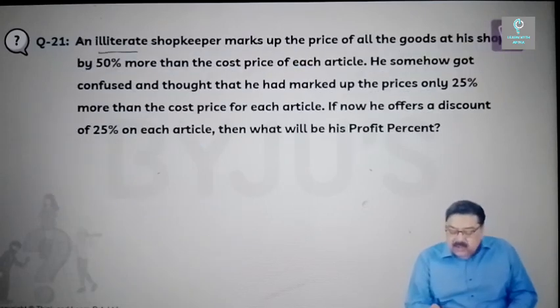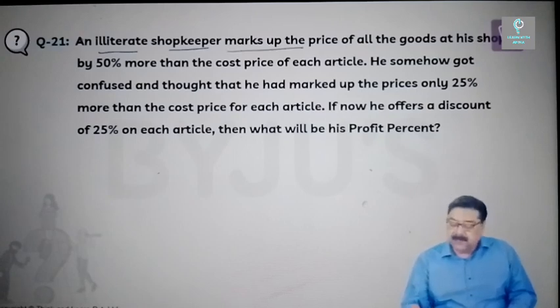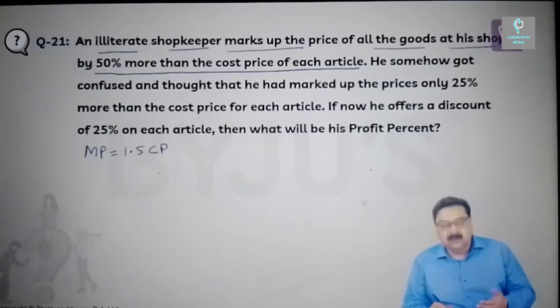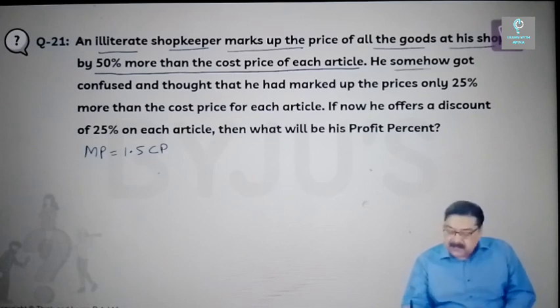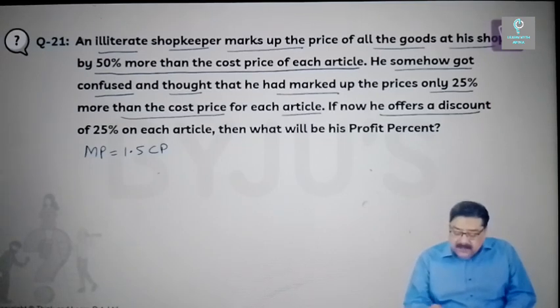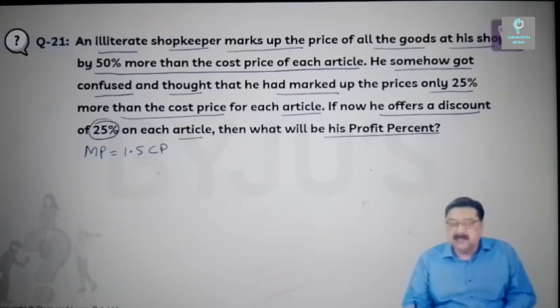An illiterate shopkeeper marks up the price of all the goods at his shop by 50% more than the cost price of each article. So the marked price becomes 1.5 times the cost price. 50% more is 1.5 times. He somehow got confused and thought that he had marked up the prices only 25% more than the cost price for each article. If now he offers a discount of 25% on each article, then what will be his profit percent?